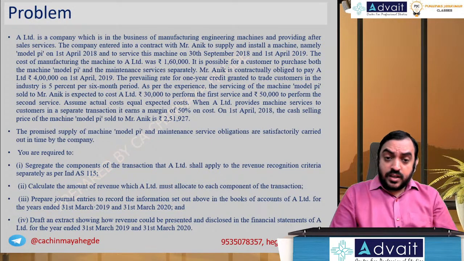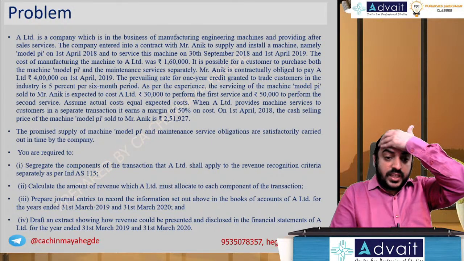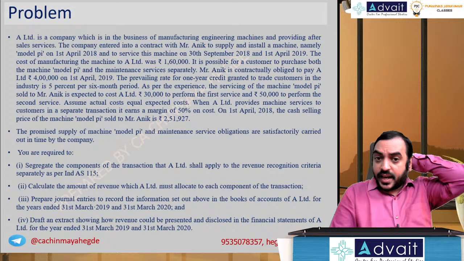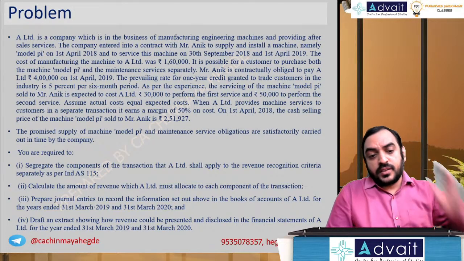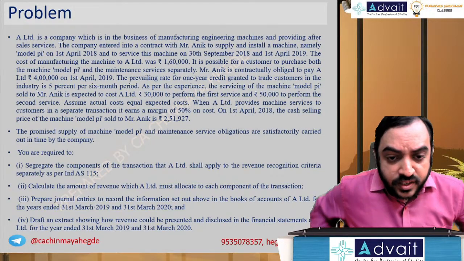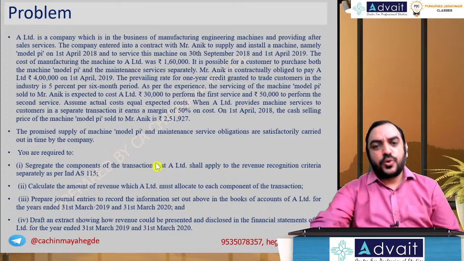Prepare the journal entries to record the information set above in the books of A Limited for the years ended 31st March 19 and 20. Draft an extract showing how revenue could be presented and disclosed in the financial statements of A Limited for the year ended March 20. Okay, the fourth part of the question is more of a theory question.